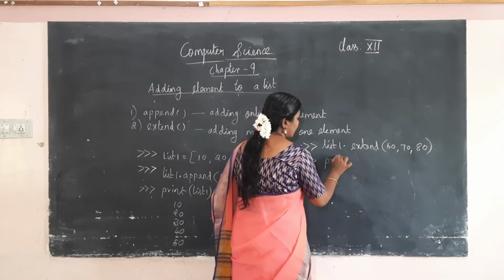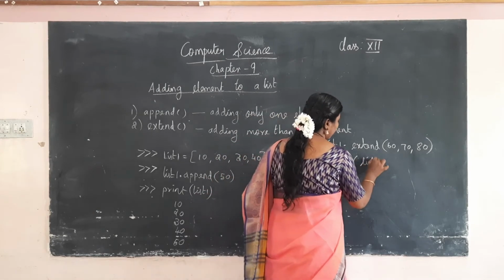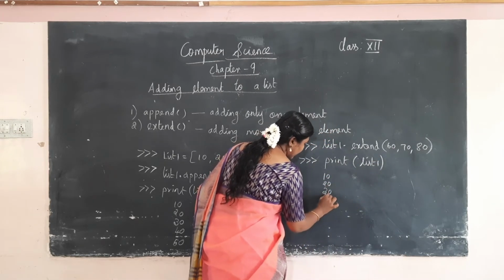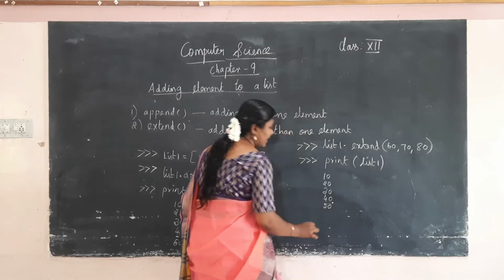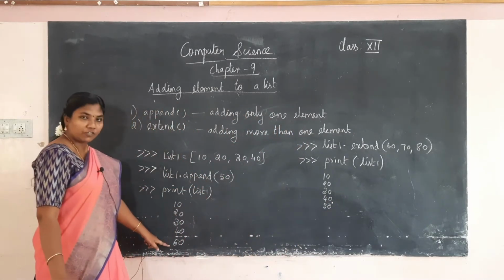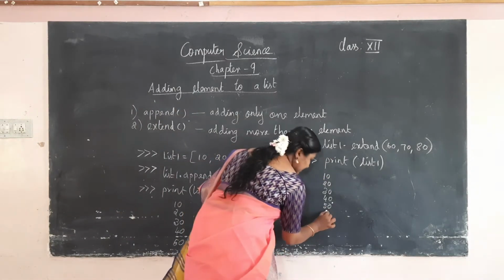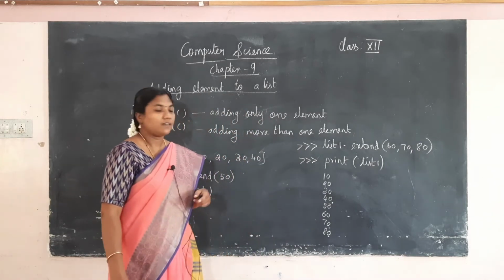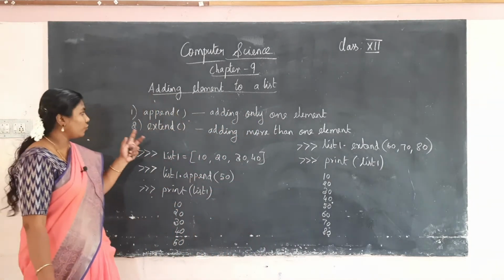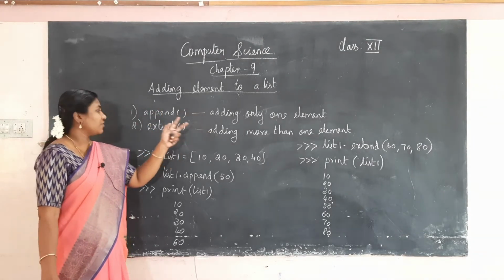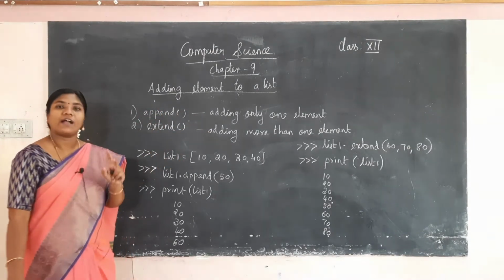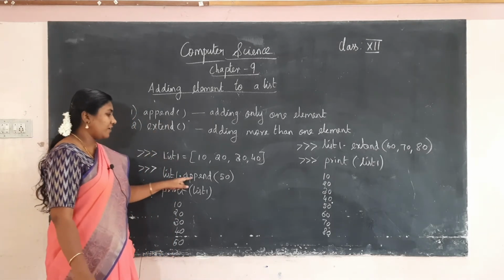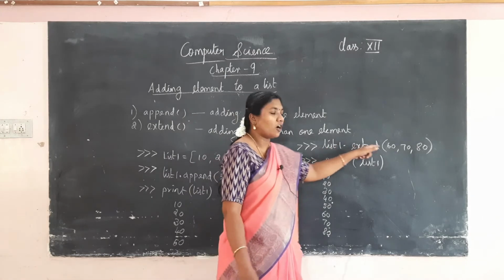Now if I ask to print list 1, what will be the output? I will have 10, 20, 30, 40, 50. 50 has already been added to the list. Now I have added 60, 70 and 80. Clear? So what is the use of the two functions? We can add elements to a list using the append function and the extend function. For adding only one element to the list, you have to use the append function, list 1 dot append. For more than one element, list 1 dot extend.